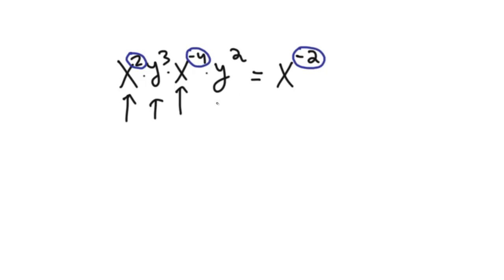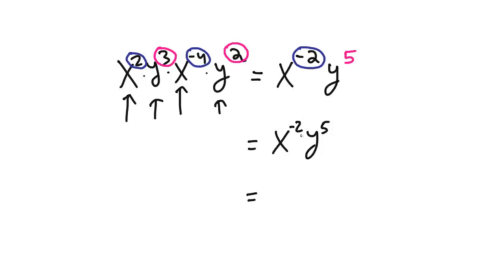Now let's do the same thing for the y. We have this y here and this y here, right? So that's going to equal y, and then we have the 3 and the 2, and we're going to add them, so that will give us the 5. So this is equal to x to the negative 2 power, y to the fifth. And then we can simplify this further because we have a negative exponent here, and all we have to do is put that under 1, so we'll end up with 1 over x squared times y to the fifth, which reduces to y to the fifth over x squared. And this is our final answer here.